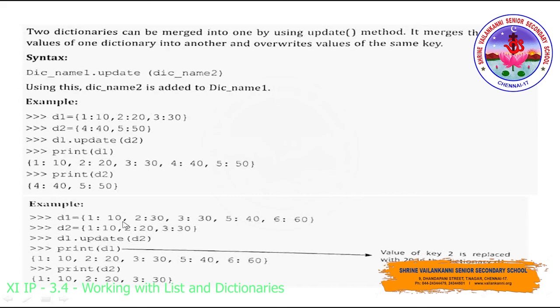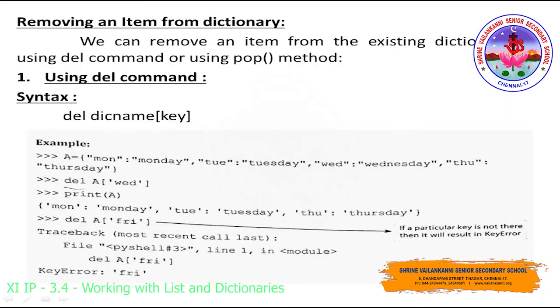So what will happen for the key 2? 30 will be replaced by 20, because this is the current value that will be replaced in the place of 30. And 330 is there already, 540 is there, 660 is there. So 330, 330, two similar key value pairs are there, so it gets displayed as such, and nothing gets changed in dictionary 2. So I hope you understood this.